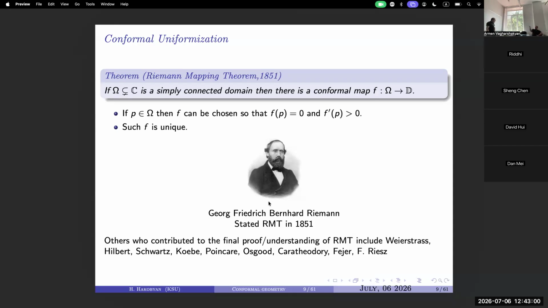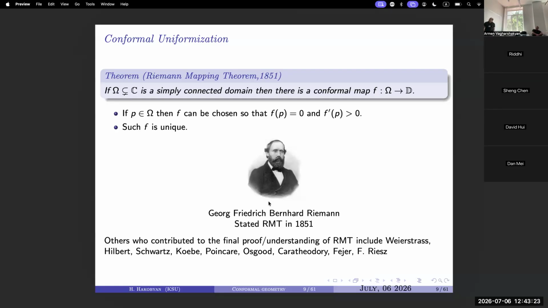What does it mean, positive? The derivative is a complex number. Yes, it means it's positive. Real positive, in particular meaning real. So if you think of it, you can rotate it so that it points in the right direction.